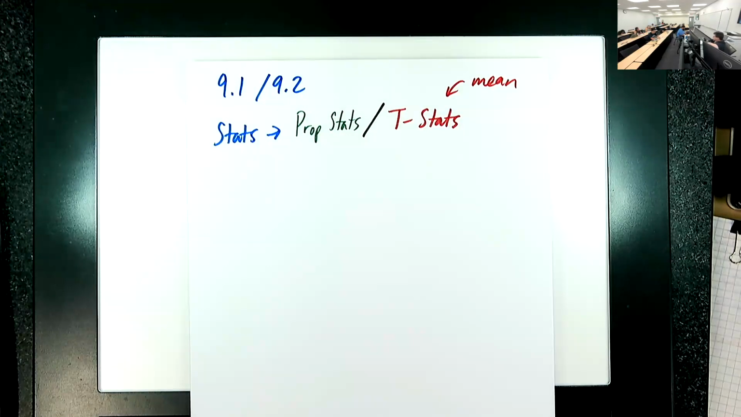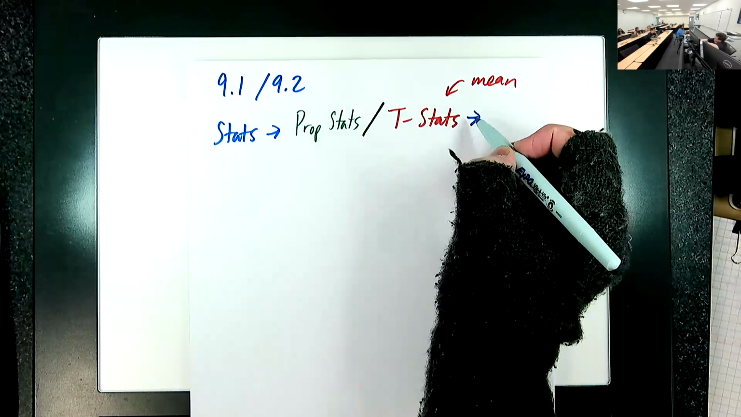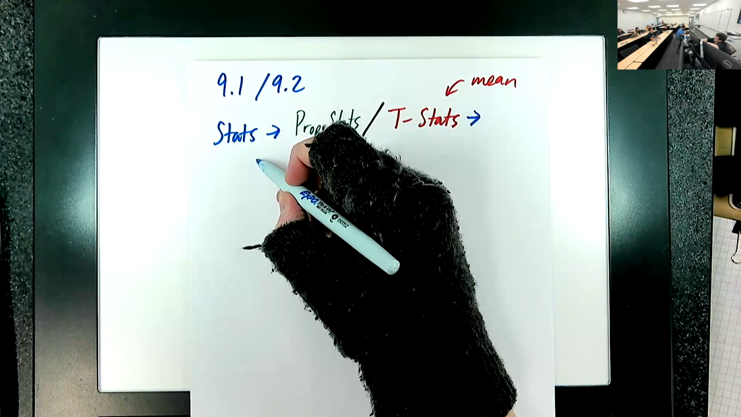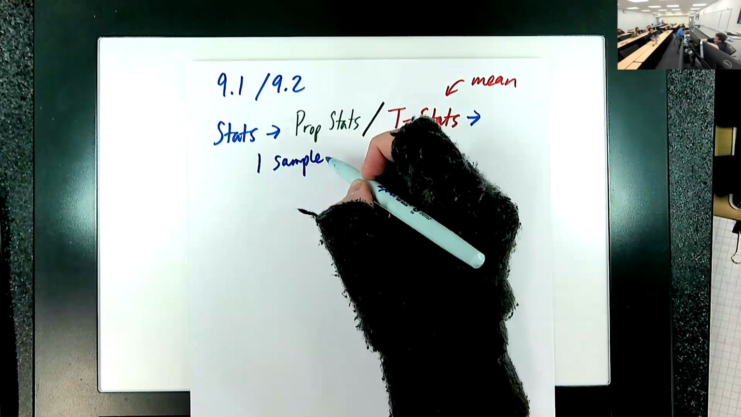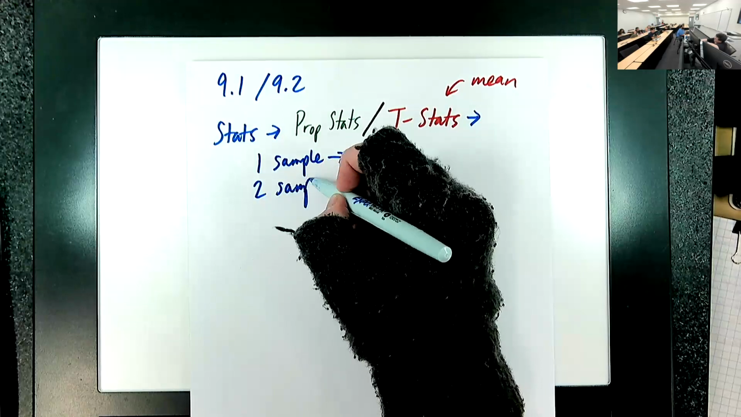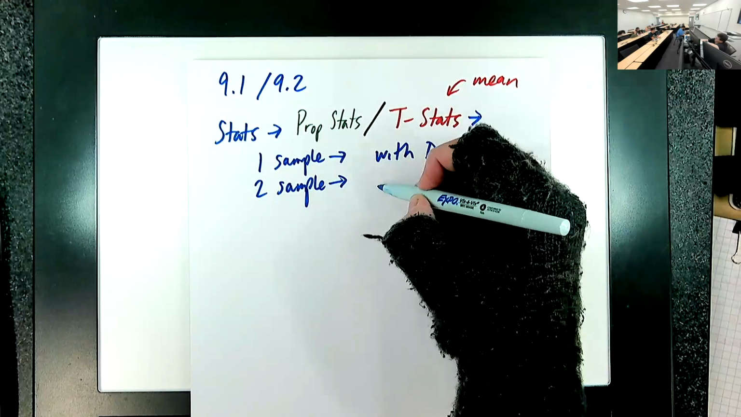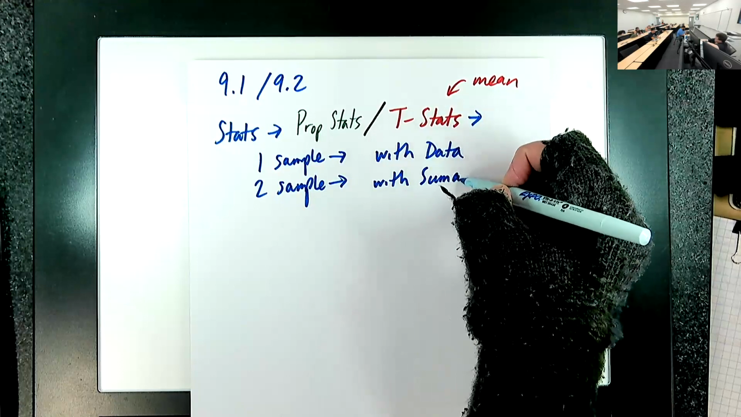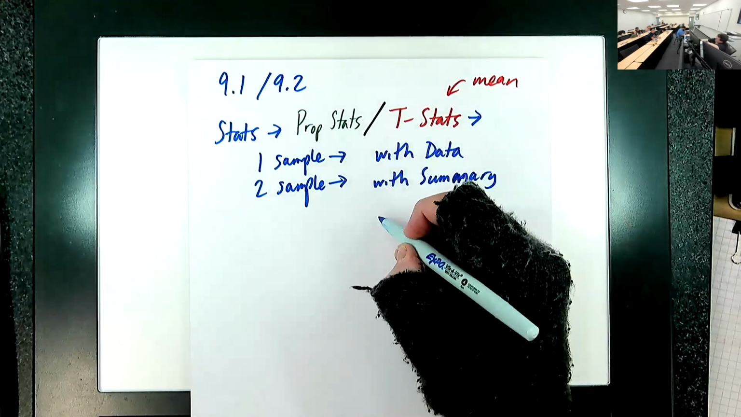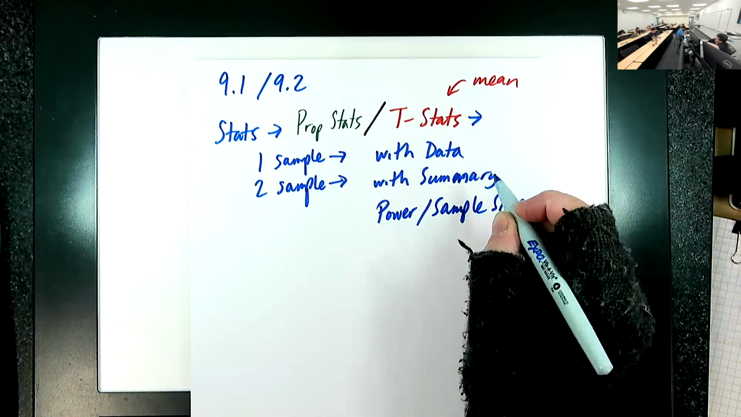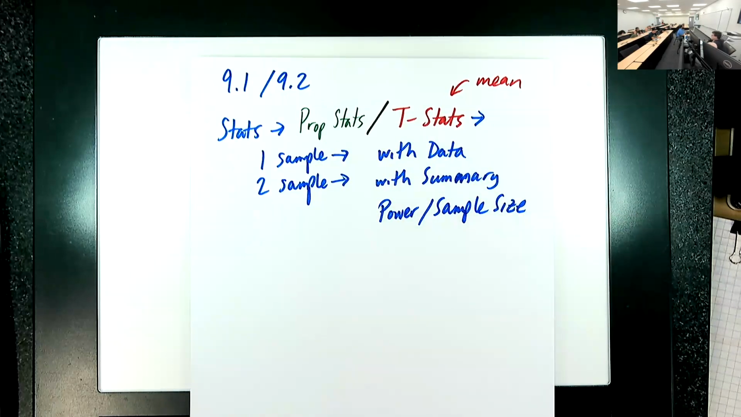And you saw the following on each of them. Once you get past that selection, you'll see on t-stats, but you've already seen this for proportion stats, we had the option of 1 sample, and we still had the option of 2 samples. Then we had with data, with summary, and we did that power sample size thing yesterday. Those are all on both the proportion stats and t-stats.